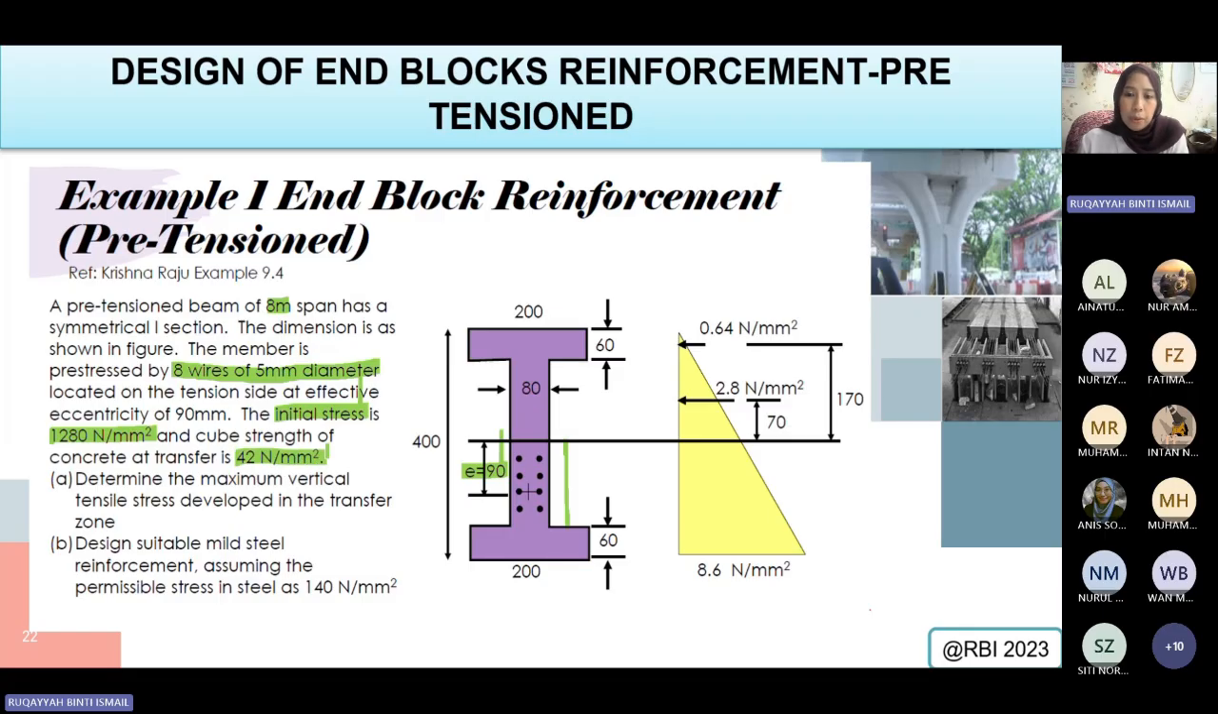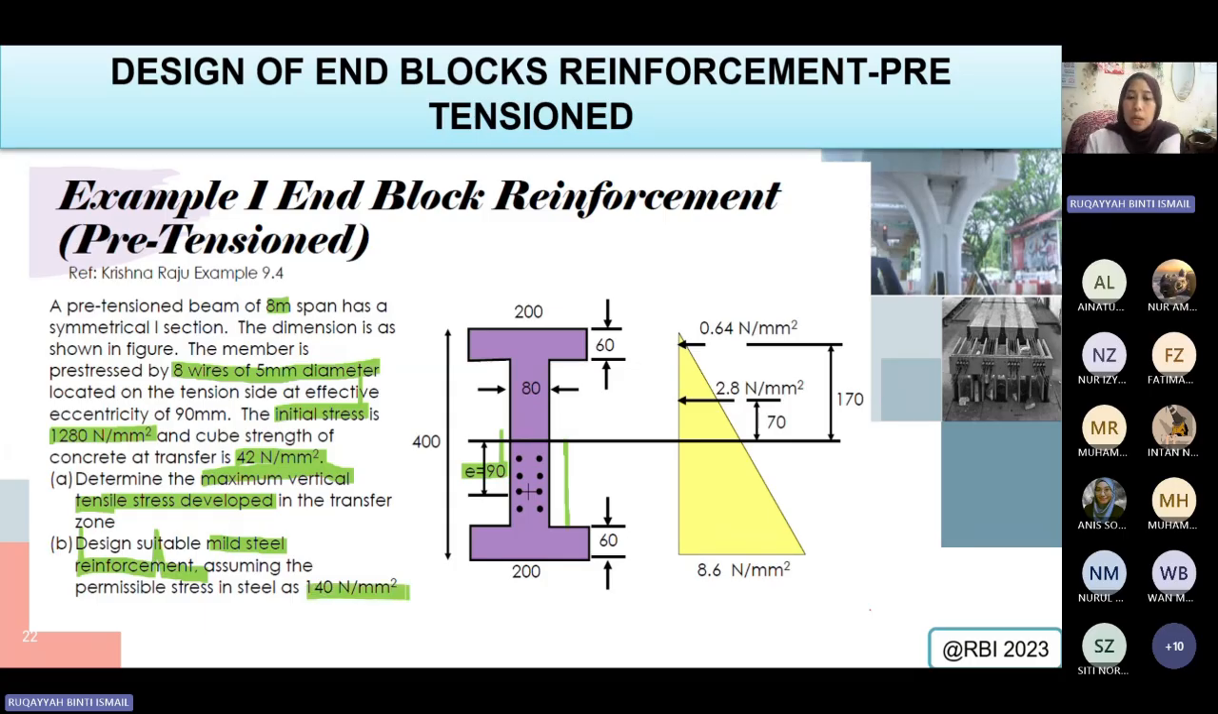So if you look here, you have to determine the maximum vertical tensile stress developed in the transfer. So you have to calculate the vertical tensile stress developed in the transfer, and then design the suitable mild steel reinforcement to cater for it, assuming the permissible stress as 140 MPa.